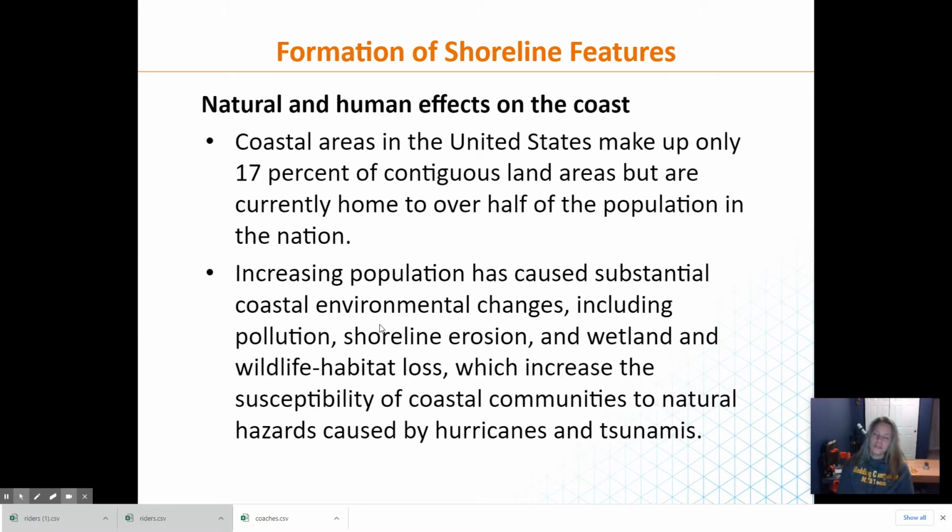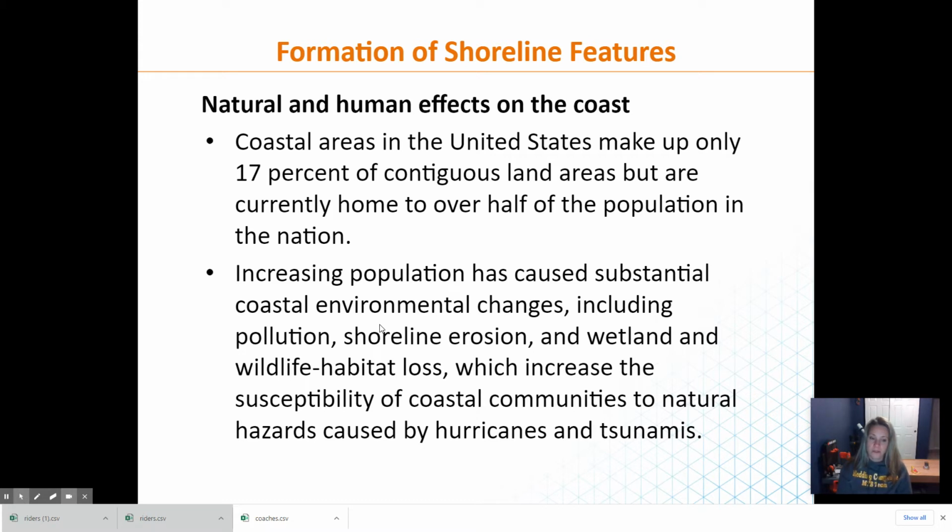All right, so if we look at these shorelines, we're going to talk a little bit about climate change and oceans rising. So if we look at the coastal areas in the US, they only make up about 17% of the land area, but they are home to over half the population in the US. So that's pretty significant. It's only 17% of the land, but 50% of the population. So if we have 50% of the population living along the coasts and sea level rises because we've got melting glaciers, what's going to happen to that 50% of people? They're going to have to move, right? Or they're going to live underwater.